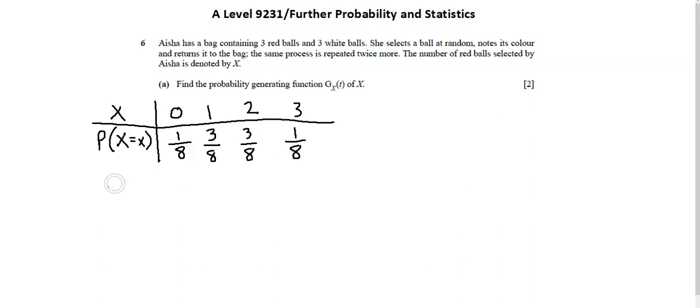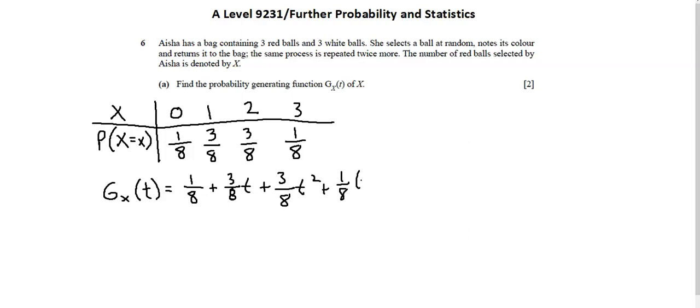And with this information, I can create my probability generating function. I'm going to use terms of increasing powers of t from t to the power of 0 for the first value, then t to the power of 1, then t to the power of 2, then t to the power of 3. This is my probability generating function. Now we'll continue to requirement B.